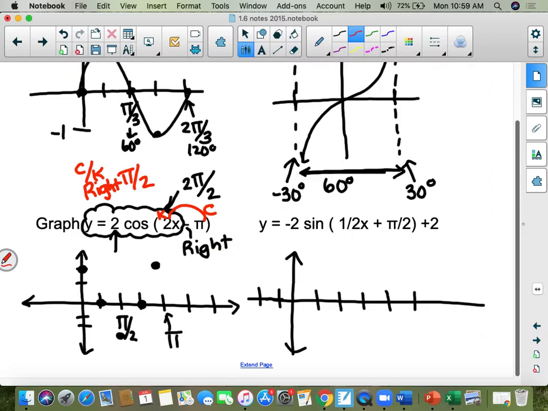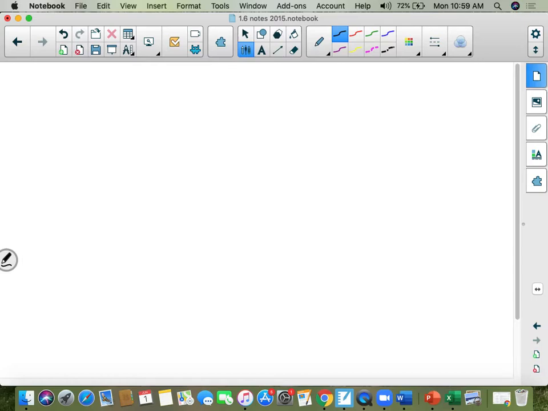Pi over 2 stands for 2 slashes, you guys. You're going to move everything to the right 2 slashes. So this dot goes here, this dot goes here, this dot goes here, this dot goes here, and this dot goes here. This is the answer to the problem. Okay, let's do this one, and I think we're pretty much done graphing sine and cosines and everything else. That's it.